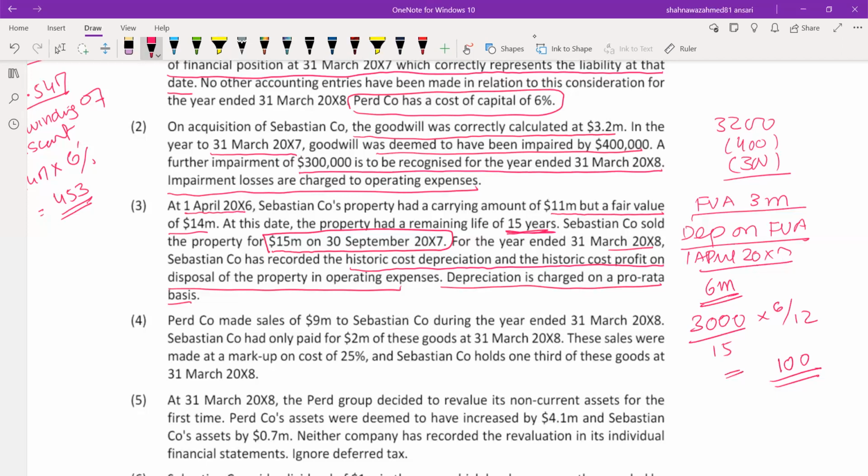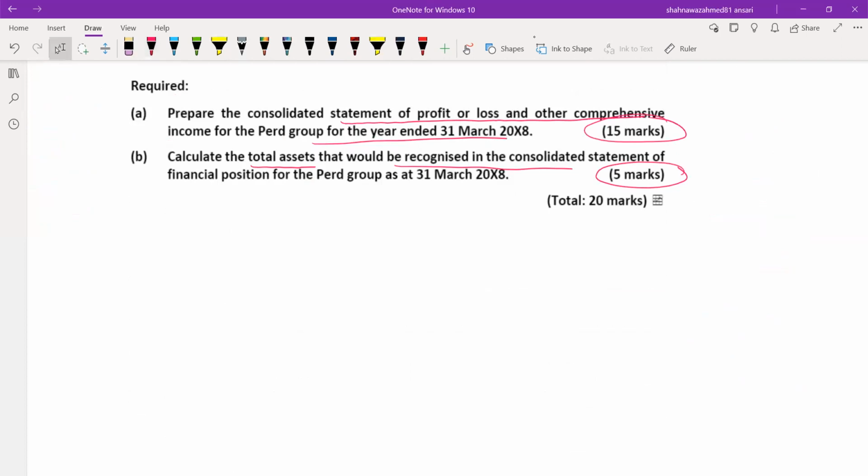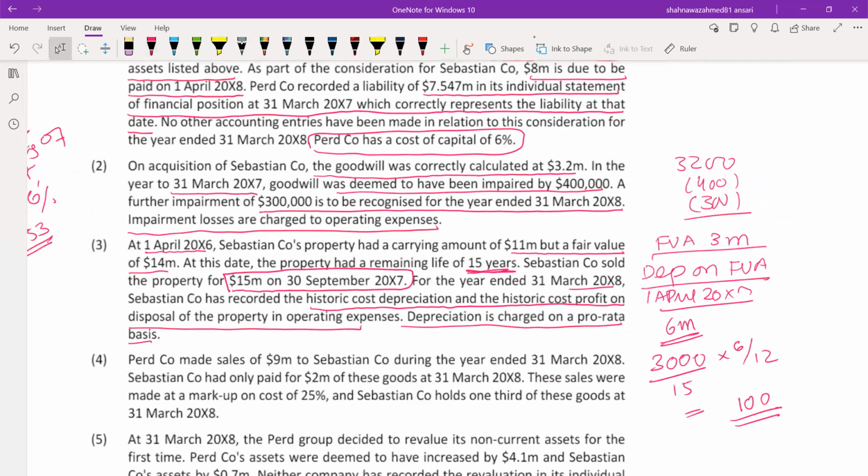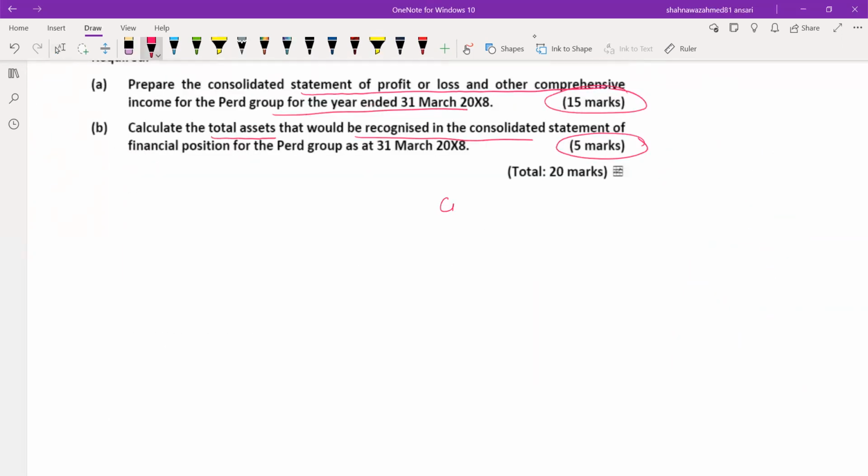Now, the profit has been recorded based on the historical cost. So that means the asset was in the original company's books at 11 million. So cost was 11 million. Life was 15 years. And depreciation is of 18 months. So what is the total depreciation? It's 11 million divided by 15, multiplied by 1.5 for 18 months. So it's 1.1 million.